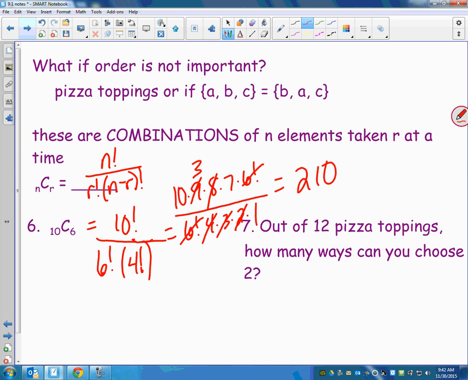Did you type it in all at once? If you're doing it all at once on your calculator, you've got to hit 10 factorial divided by parentheses 6 factorial times 4 factorial. Because again, your calculator is going to do order of operations. Tell it to be at the bottom. Or just do the top, do the bottom, and then divide it. That always works too. So that works.